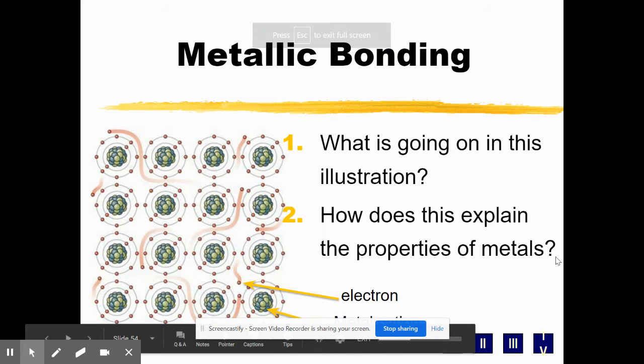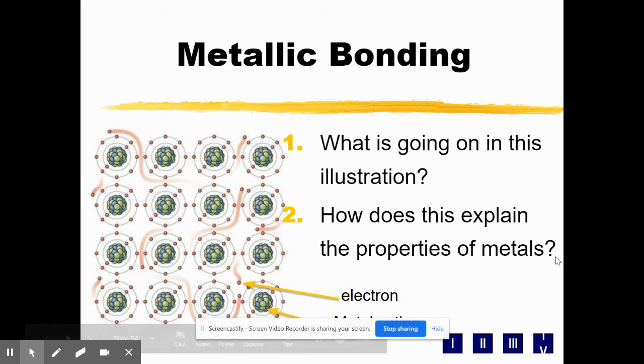Okay, so today we're going to talk about the last type of bonding. So far, we've talked about ionic bonding and covalent bonding, and now we're going to talk about metallic bonding. Just a quick recap, ionic bonding typically involves a metal and a nonmetal, or any type of ions. And covalent bonding only involves nonmetals.